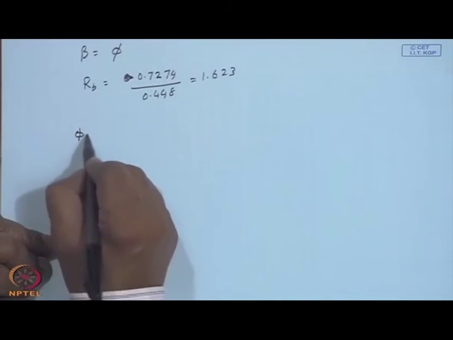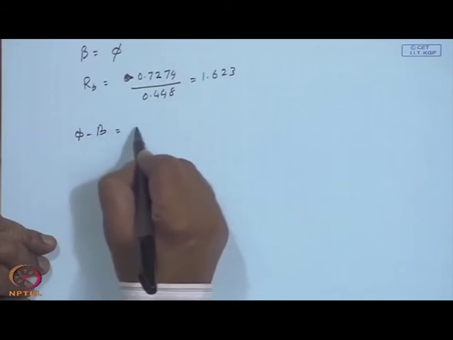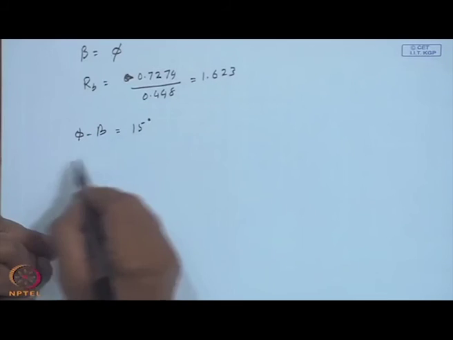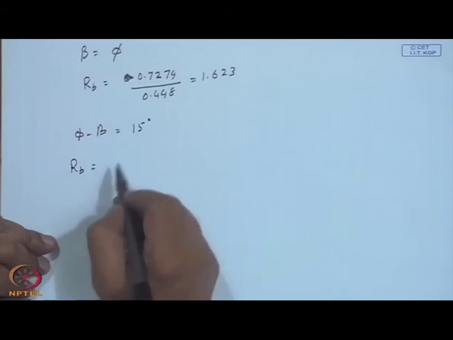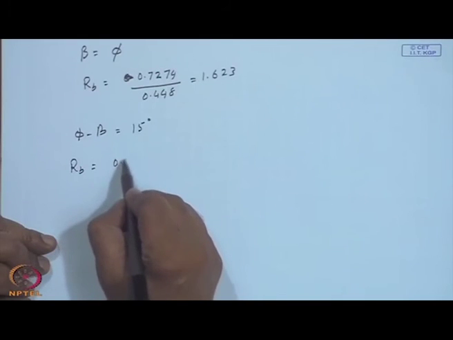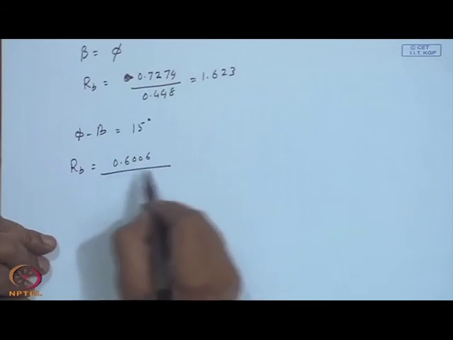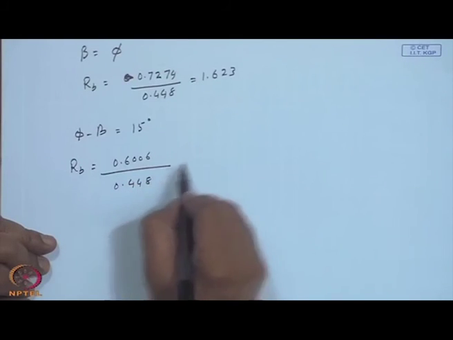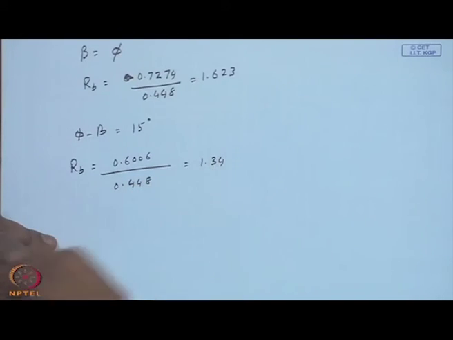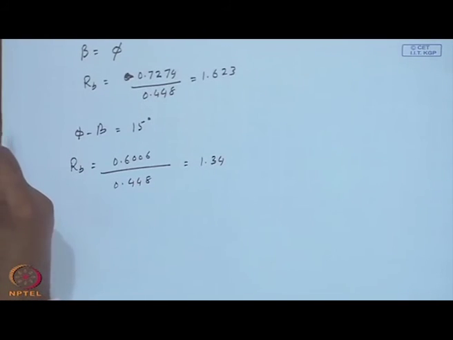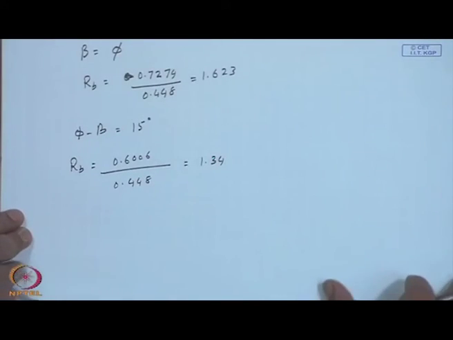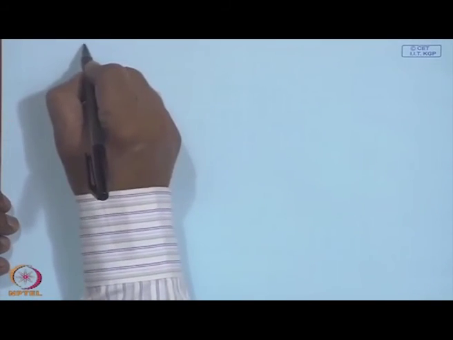Then you have got phi minus beta is equal to 15 and you have RB as again 0.6006 upon 0.448 equal to 1.34. So, this illustrates that when you choose December, in general RB factors are larger, and so we will summarize to have a little moral out of this.